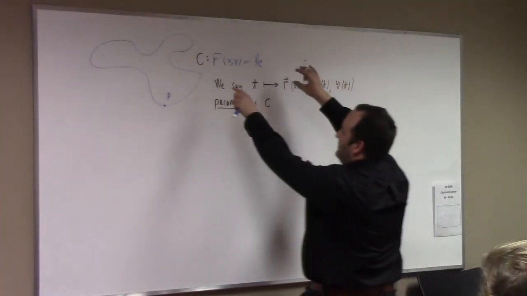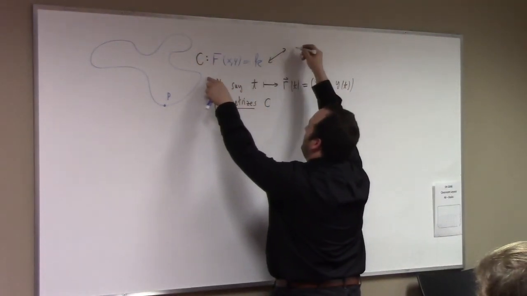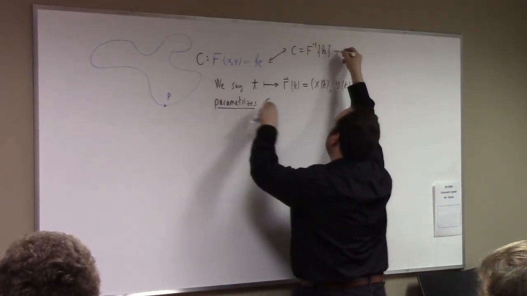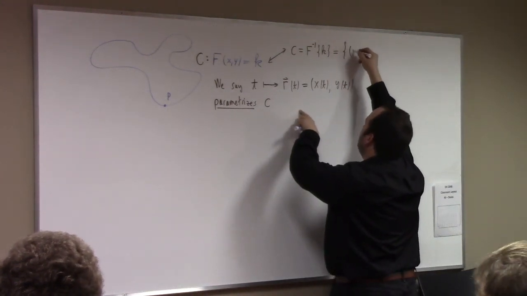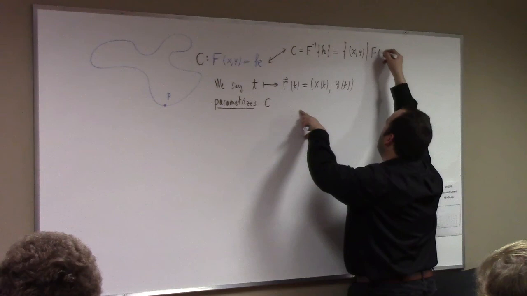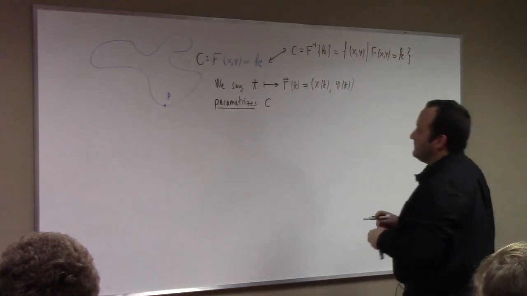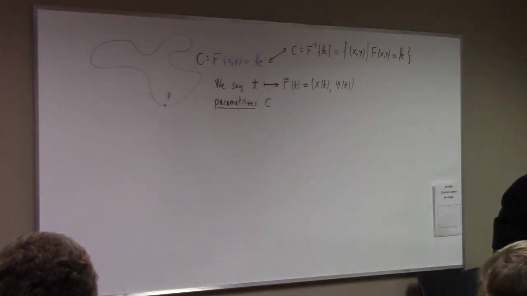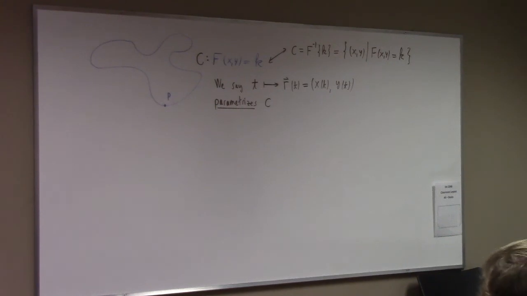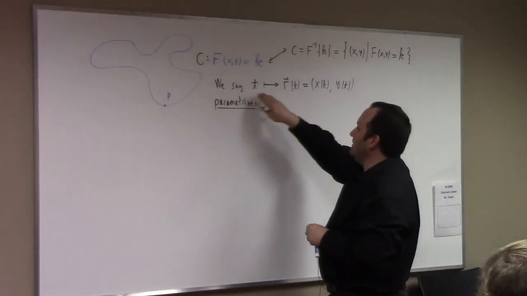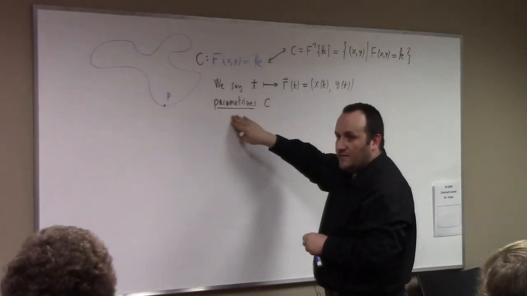This sentence right here is really just shorthand for saying C is equal to the inverse image of the set just containing k, which happens to be the same as the set of x comma y such that f of x y equals k, for you math majors. So level curves are what are called inverse images. They're the set of all points which a given function maps to a particular thing, in this case, the constant k. Anyway, math jibber jabber aside, we say this parameterizes C if what?